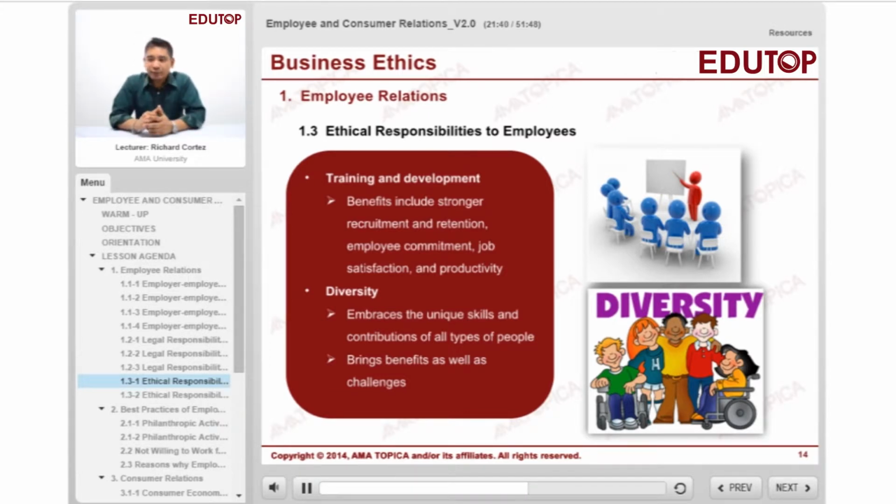And another one is diversity. Diversity is embracing the unique skills and contributions of all types of people. In one organization, it is good if the organization has different kinds of people, different personalities, coming from all walks of life and all social backgrounds, so that they can contribute. It is good if the company has several nationalities working for it, so that the company can benefit. It can have different suggestions coming from different kinds of people. So that is very important, and that should be one responsibility of the employer towards the employee.